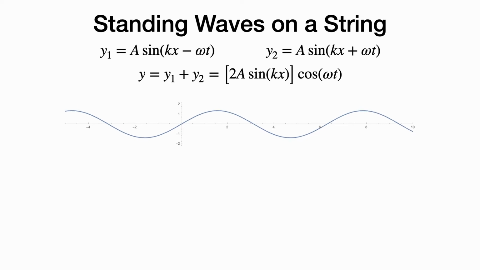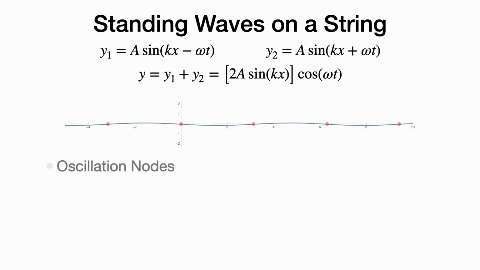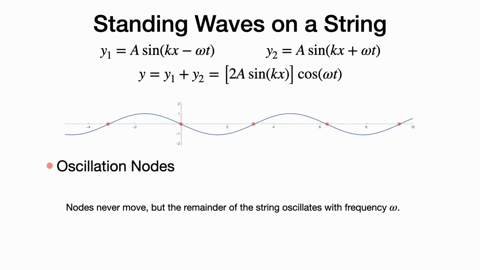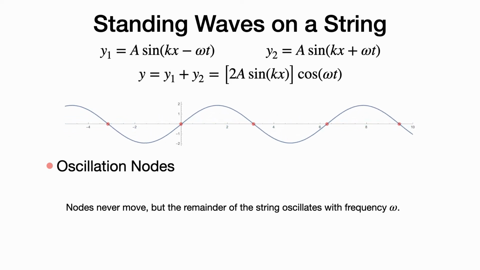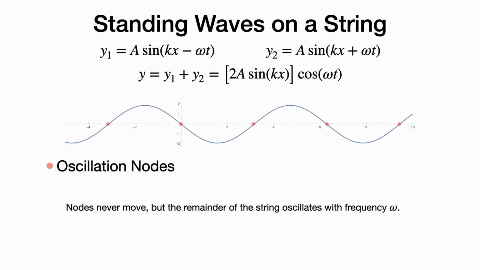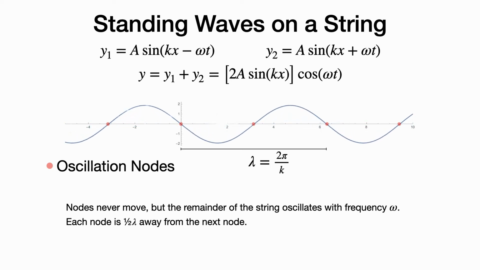Now consider an animation of the standing wave. There are certain locations along the standing wave where the amplitude of the oscillations vanish. These points are called oscillation nodes. While nodes never move, the remainder of the string oscillates with the frequency omega. We see that the distance between two nodes is 1/2 the wavelength of the standing wave.